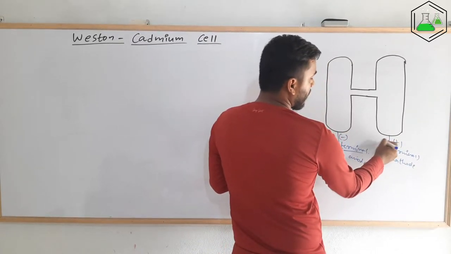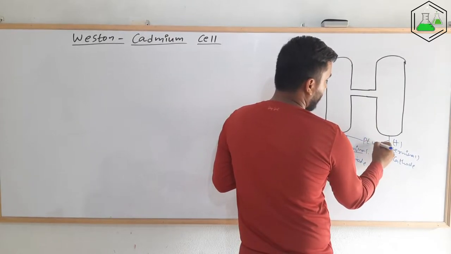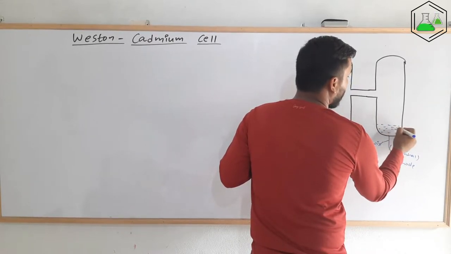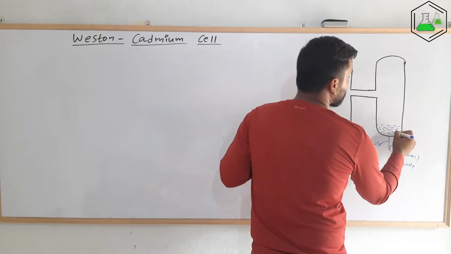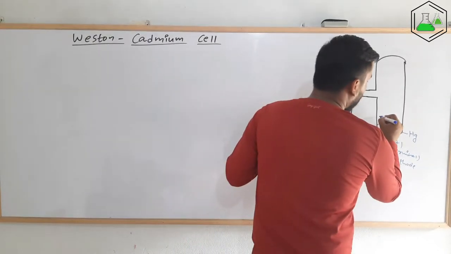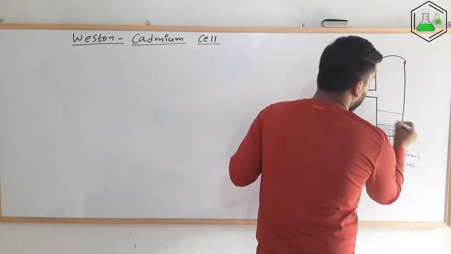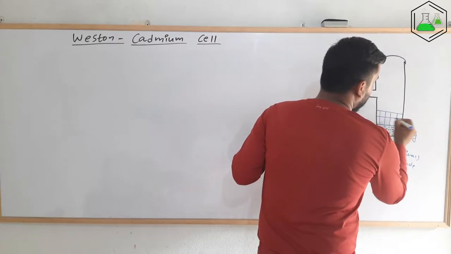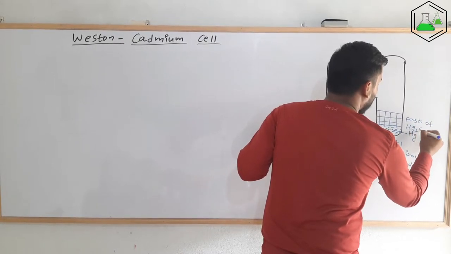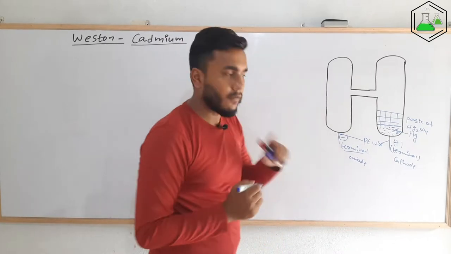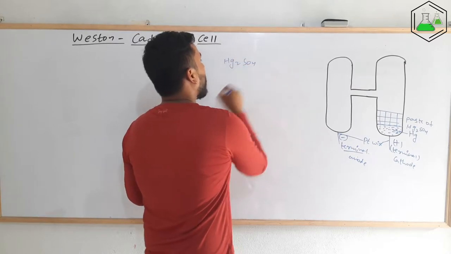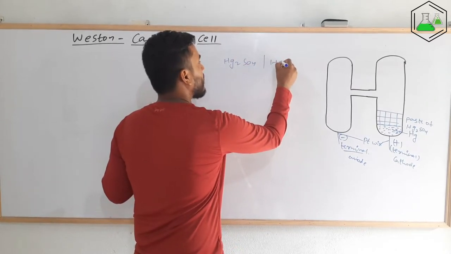And here you can see, this is the platinum wire. Now what happens, we need to put some mercury over here. This is mercury, okay, and on top of that there is this paste of Hg2SO4, that means mercurous sulfate. Here you can understand one thing like this. See, Hg2SO4, and there is another compound possible, that is HgSO4.